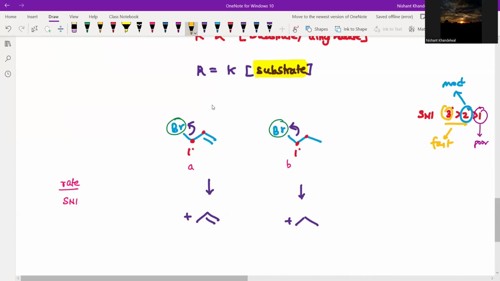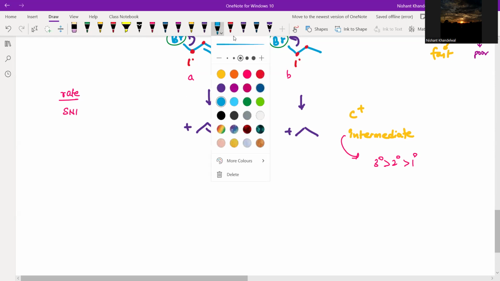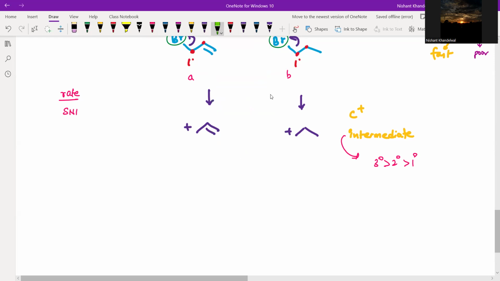So now these things are known as intermediates, and obviously this is a carbocation intermediate, and the stability of carbocation is tertiary, secondary and primary. So it is pretty much clear that a tertiary carbocation is more stable than secondary, and secondary is more stable than primary. That can also be explained by some other electronic effects like inductive effect and hyperconjugation, but we will discuss them later.